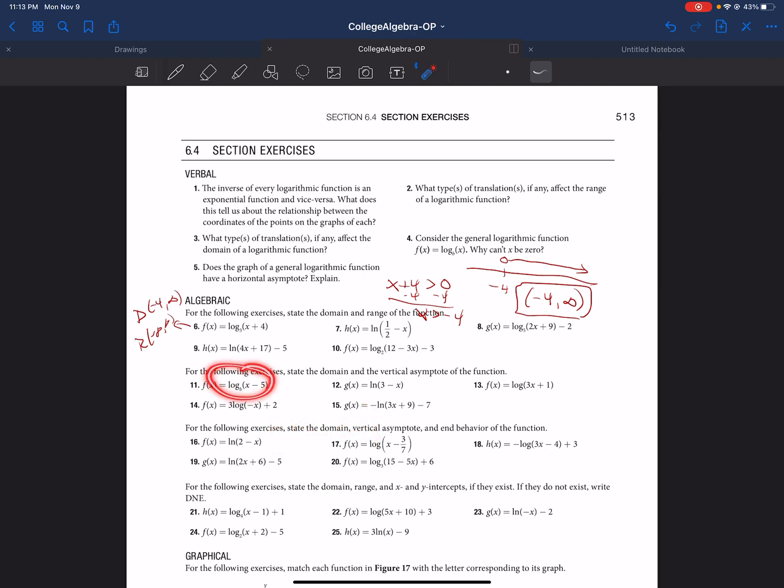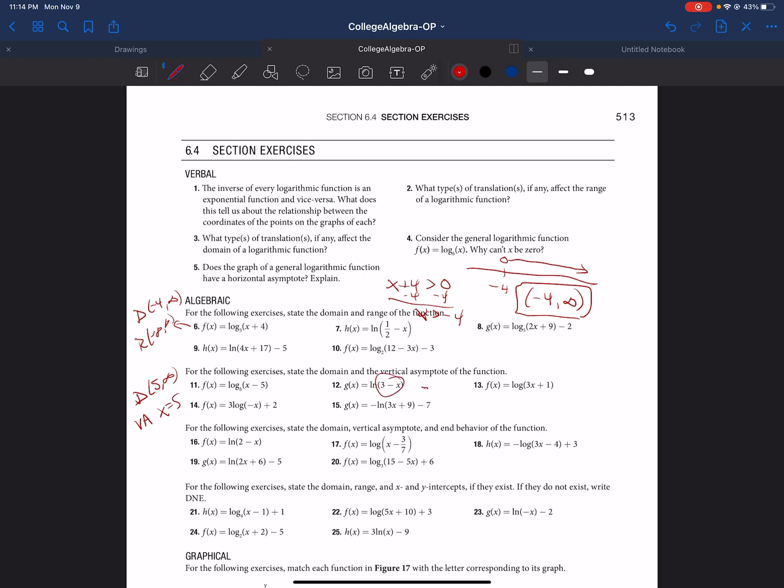And notice that's exactly what happens when you drive the graph to the right 5. You do go from 5 to infinity. So the answer to this problem is the domain is 5 to infinity. The vertical asymptote is x equals 5.